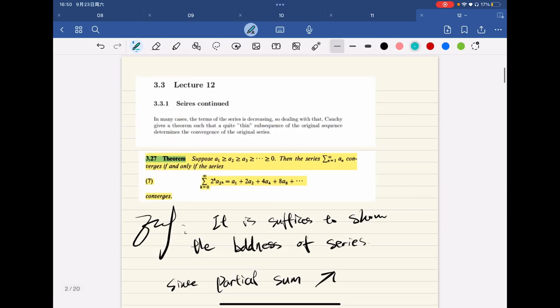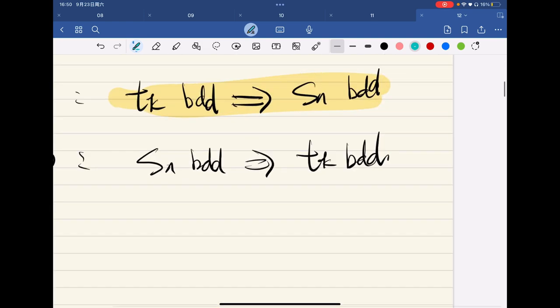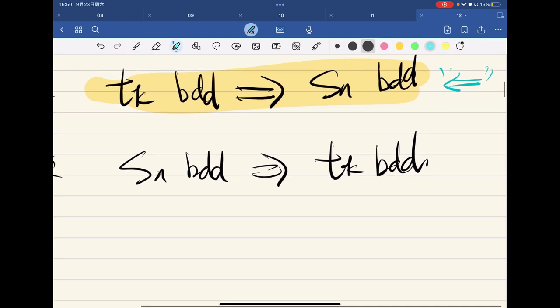Now with application, right? This converges if p is greater than 1 and diverges if p is less than 1. Now if p is less than or equal to 0, it diverges, right?